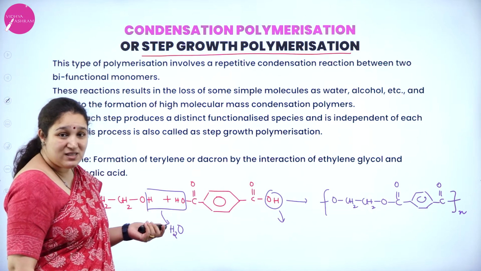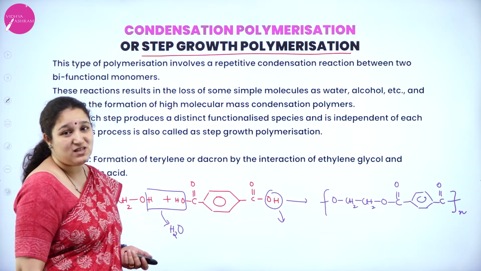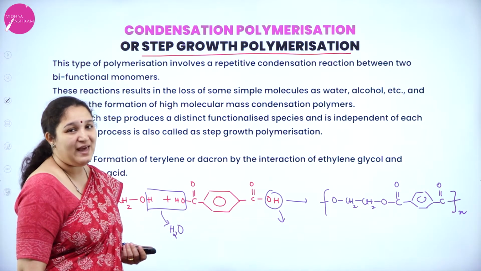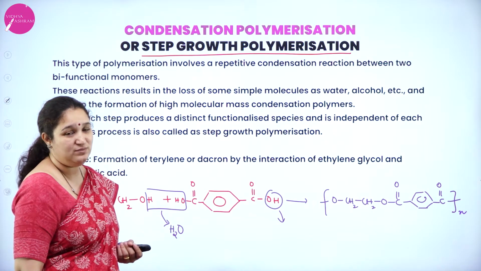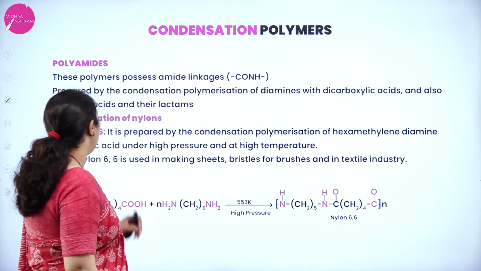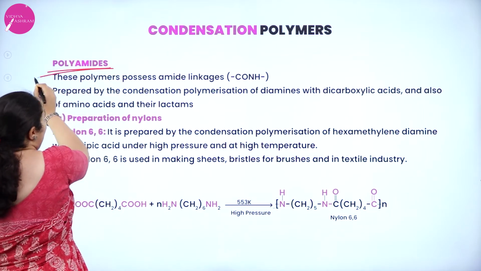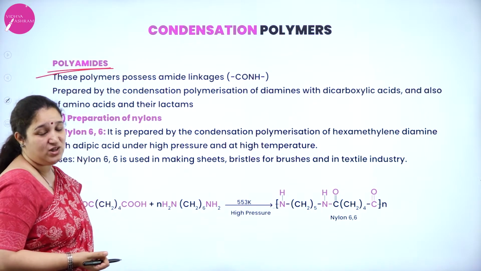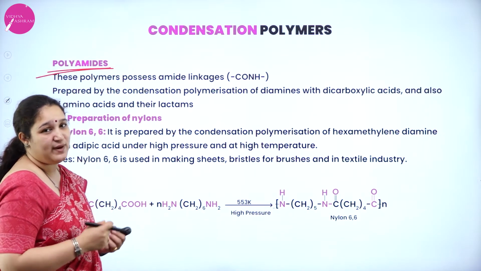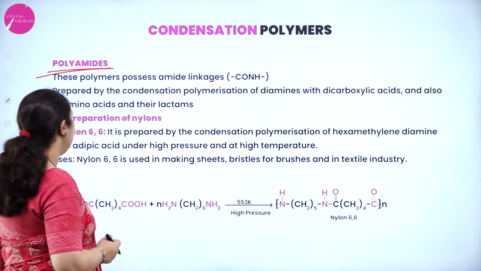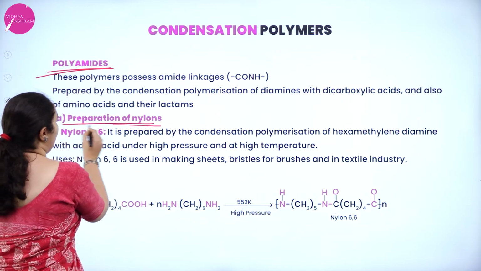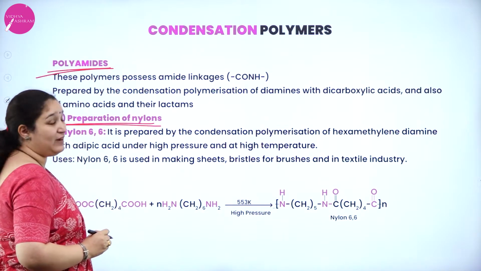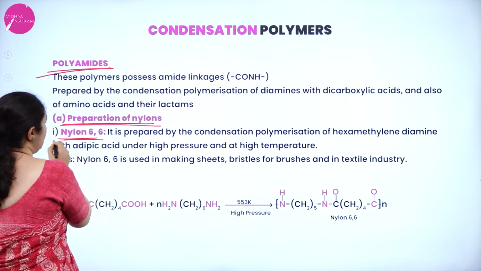The condensation polymerization mechanism is not in your syllabus. So we'll have to learn some of the examples for condensation polymerization. First one is polyamide. The name itself you will understand: it has an amide linkage, and many amide linkages are present. That's why it's called a polyamide. Examples of polyamide are nylon 6,6 and nylon 6. So first we learn the preparation of nylons. Under that, first one is nylon 6,6.